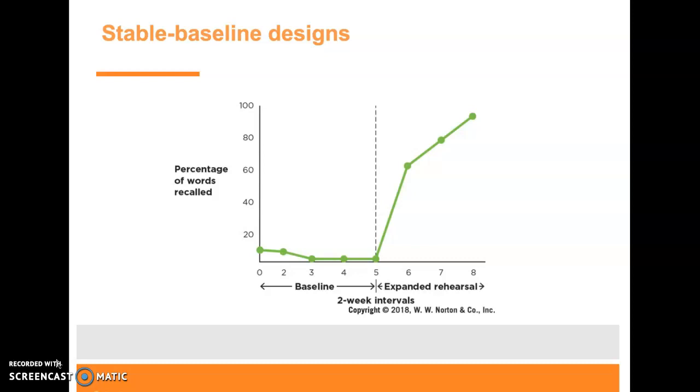And you see that after that happens, her ability to recall words greatly improves. So we see the increase in the line after she has learned that technique. So we established a consistent baseline. We see the improvement after the treatment, and so that kind of pattern would suggest an effective treatment.